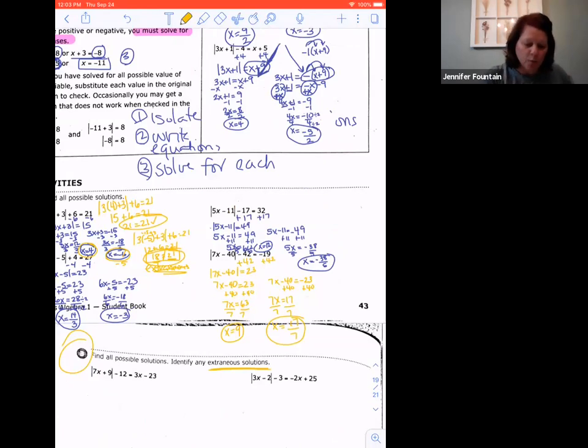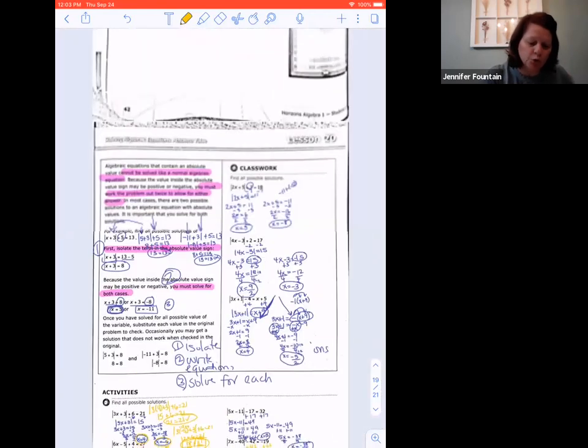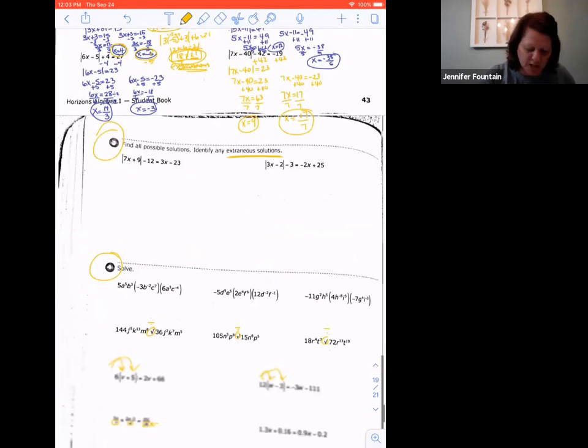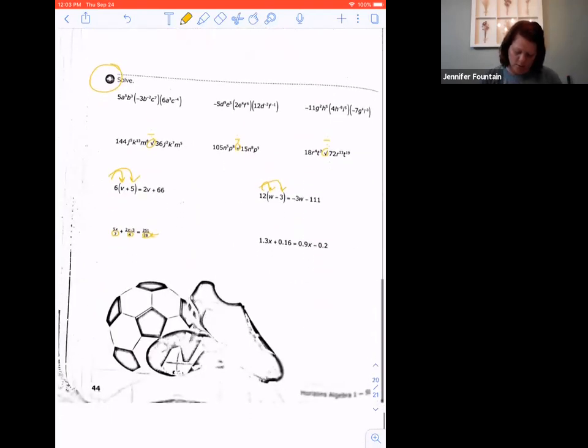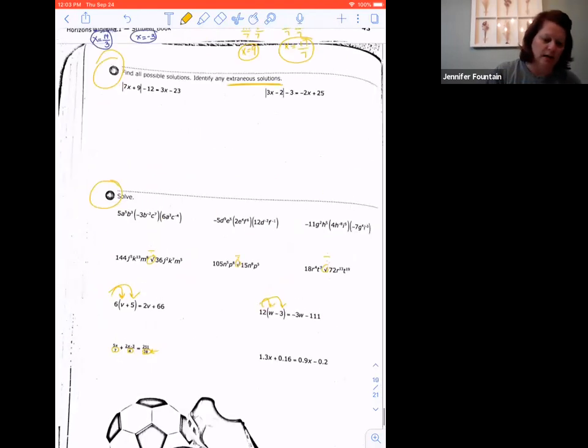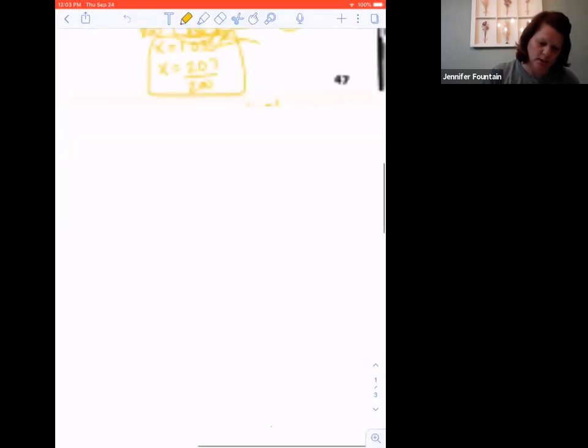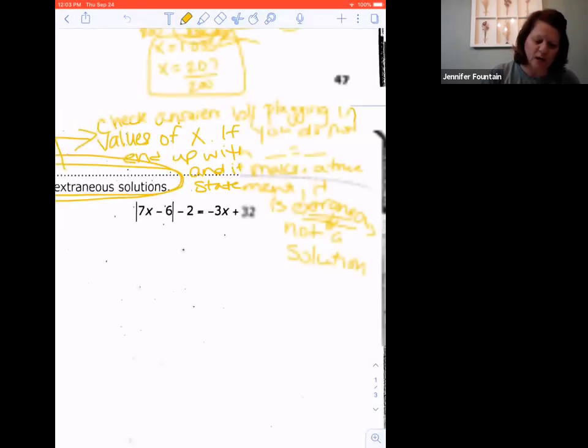So for our homework, let's see, lesson 20, that's page 44, activities 3 and 4. And then for lesson 21, this is going to be page 48.